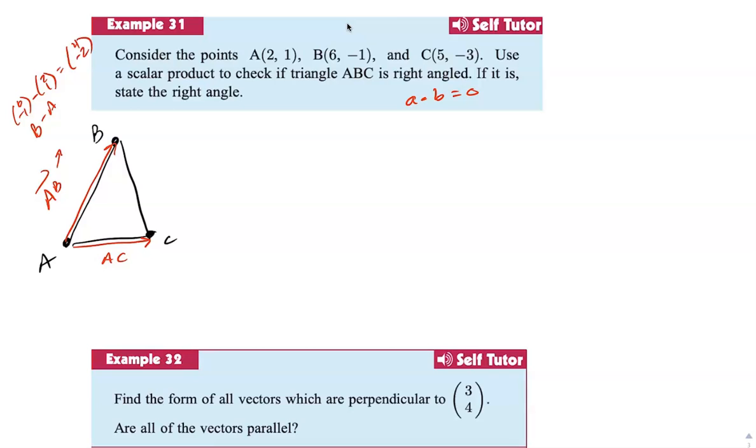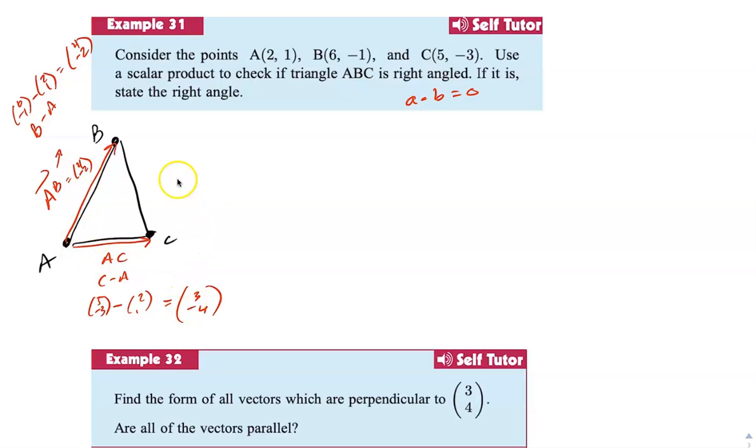So that's what this vector is: 4, -2. AC down here, same idea. It's going to be tip minus tail, C minus A. So that's going to be 5, -3 minus 2, 1, and we get 3, -4. So those are my two vectors. I have the vector here, which is 4, -2, and the vector here, which is 3, -4.